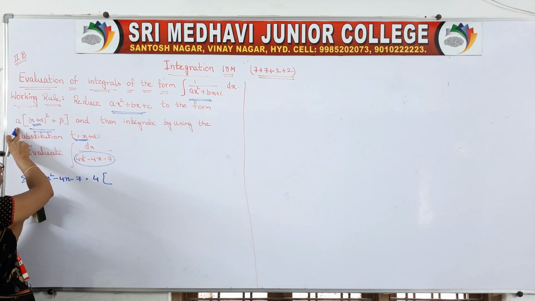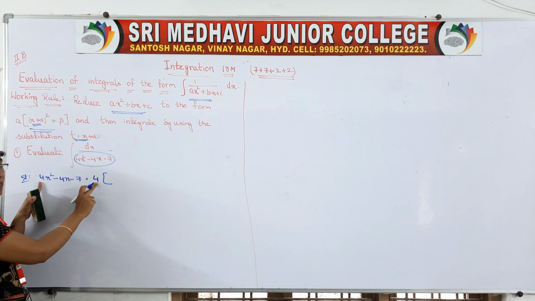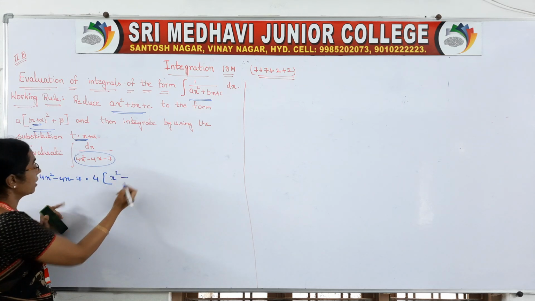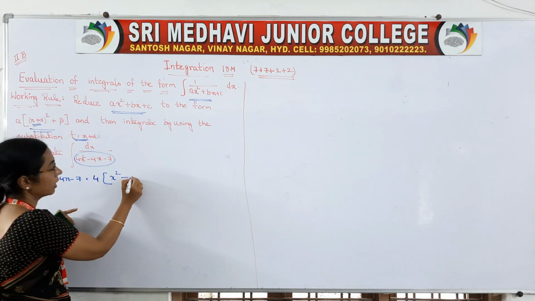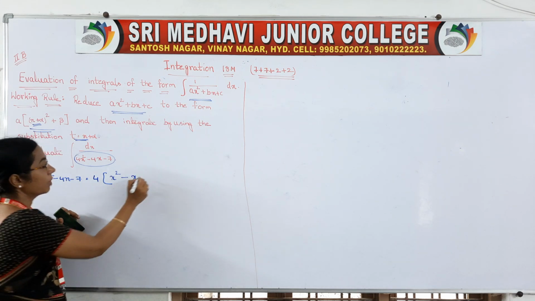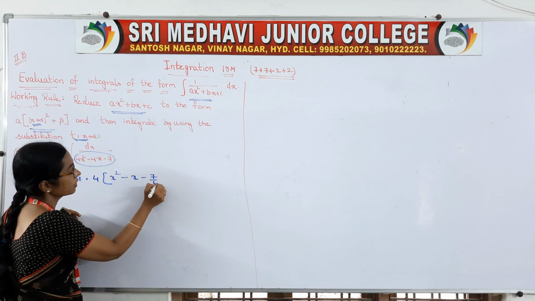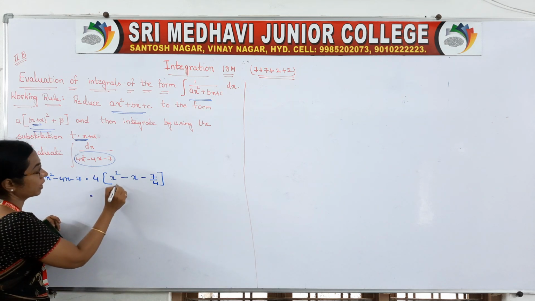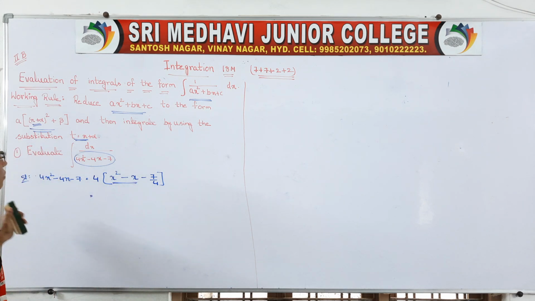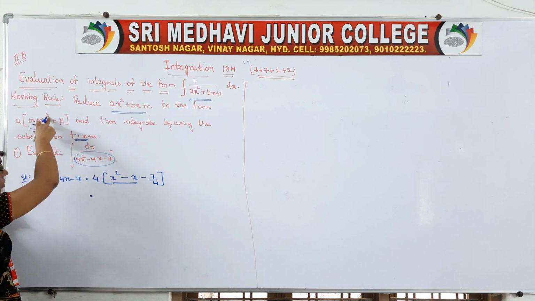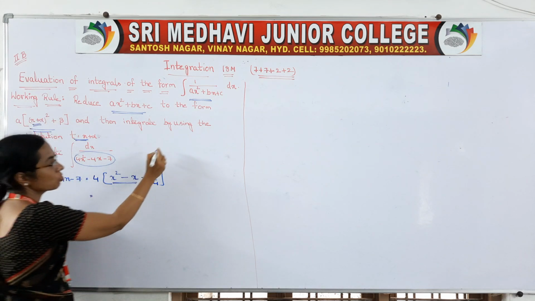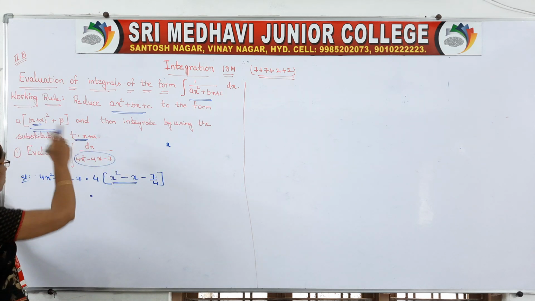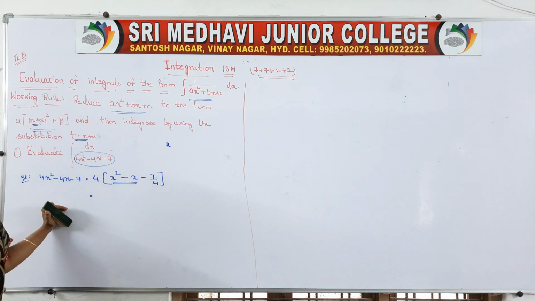For that sake, a is taken outside, so here we are taking 4 outside. Then what happens to your value? x square minus 4x by 4, that is minus x, and minus 7 by 4. 4 is not there, so we have to divide with 4. Now observe carefully. With these two terms we have to get our x plus alpha whole square form. If a minus sign is there, x minus alpha; if plus is there, x plus alpha whole square form we have to take.